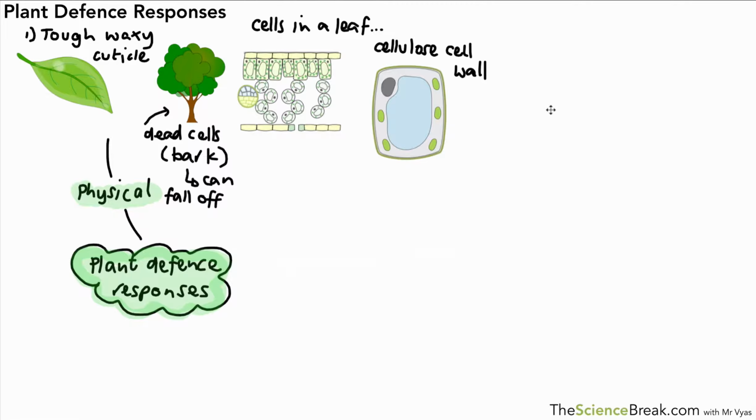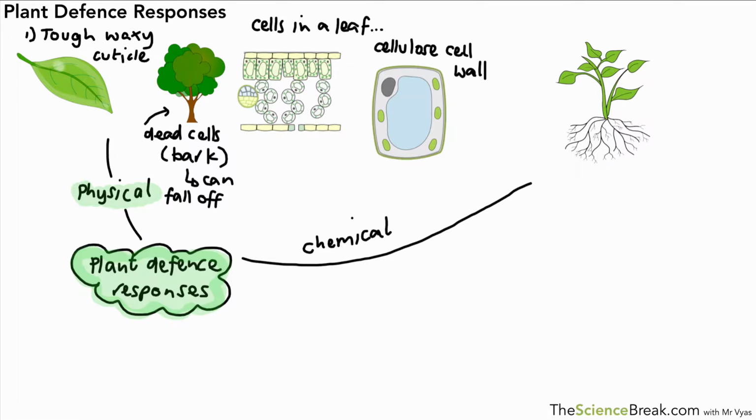We also have another bunch of defenses that we would call chemical. So these are chemical plant defense responses. And what we might have is a plant doing one of two things. The first one is to produce antibacterial chemicals. So these are basically chemicals that will fight off and kill potential bacteria that might be trying to invade the cells or the tissues of that plant.